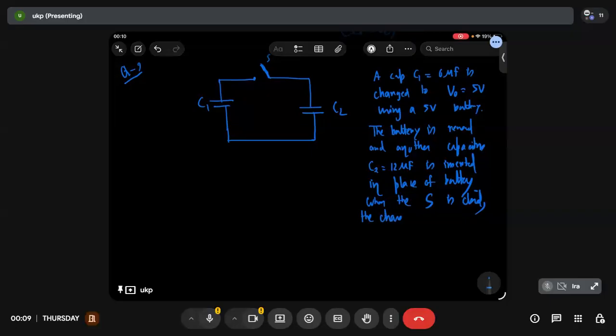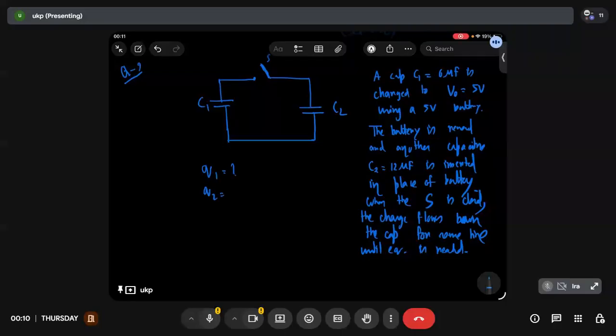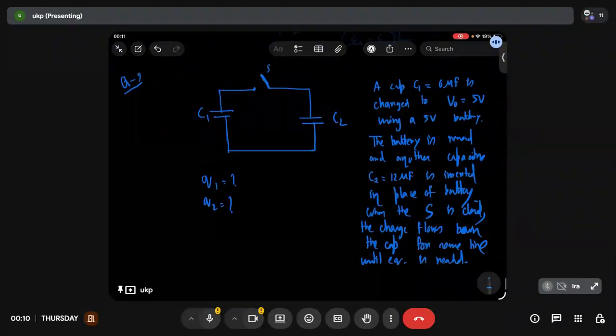the charge flows between the capacitors for some time until equilibrium is reached. The question is simple. At the condition of equilibrium, you have to tell me what are the charges on the two plates of the capacitors. When equilibrium is reached, how much will Q1 be, how much will Q2 be? Quick.